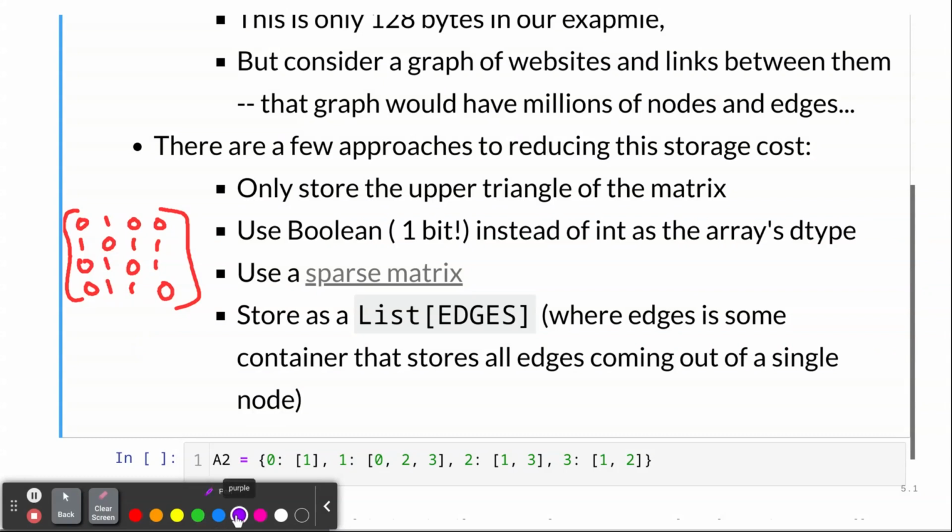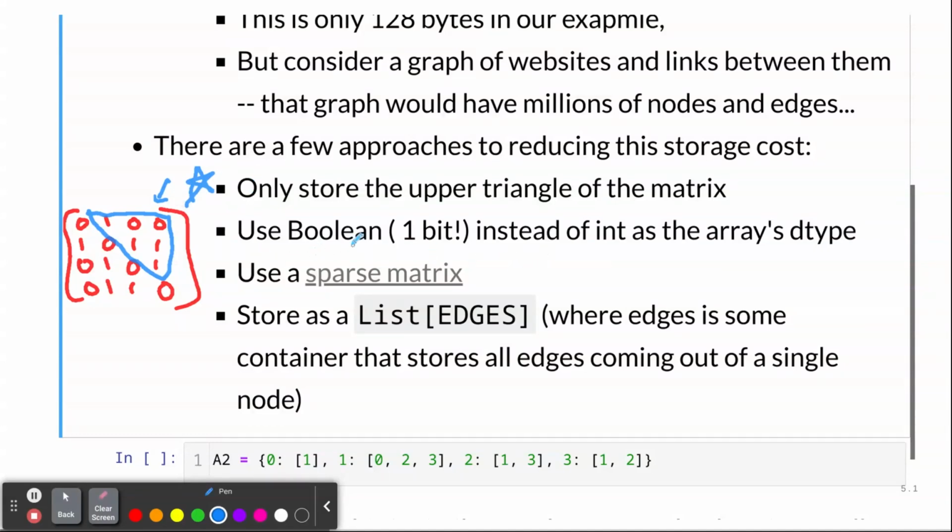However, we could have, without losing any information, stored only the upper triangle, which would be this section in blue. So now instead of storing 16 integers, we only have to store 6 integers. So this is very valid, and it would definitely work.